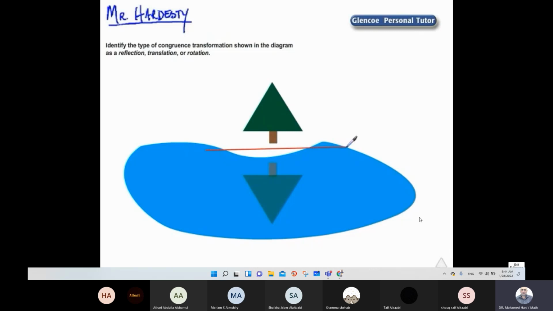Somewhere here is the shoreline, which is considered as the line of reflection. That is, all points in the original figure are equidistant from the shoreline in this direction and in this direction. Perhaps this point at the top of the tree we could compare to this point at the top of the reflected tree. That distance to the line of reflection will be the same for those 2 points, and that would be the same for all points. So this is an example of reflection.